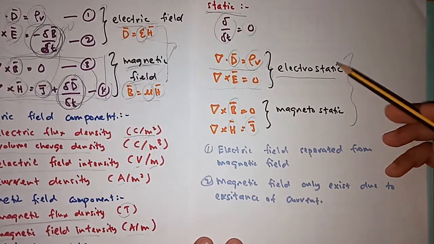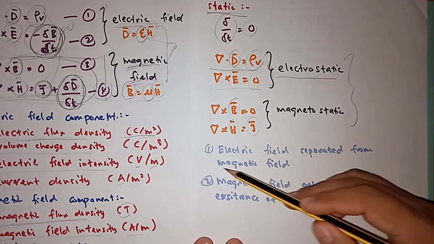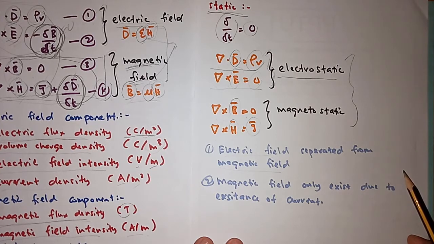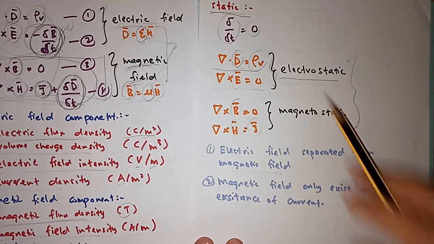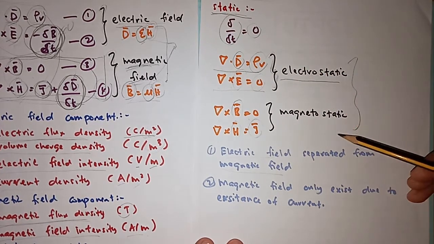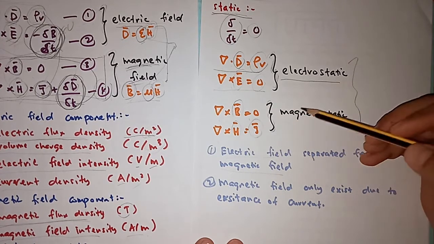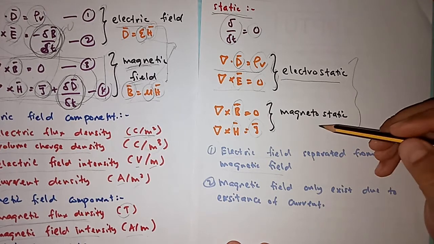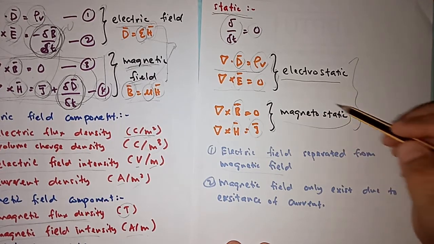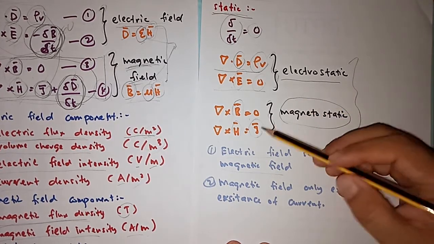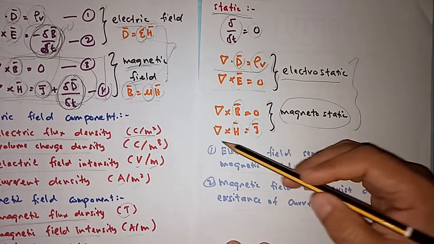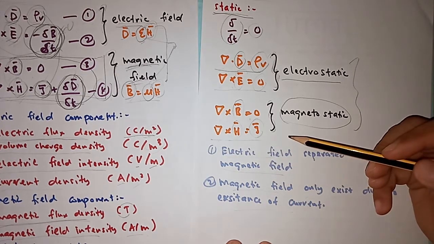However, even though we can separate the electric field from the magnetic field based on the first two equations of the Maxwell equations, based on the second set of Maxwell equations, which is the set associated with magnetostatic analysis, the magnetic field only exists due to the existence of the current, by referring to the fourth Maxwell equation.